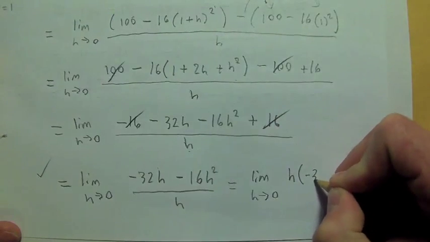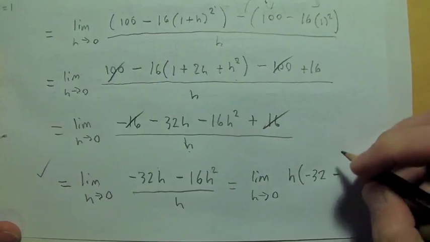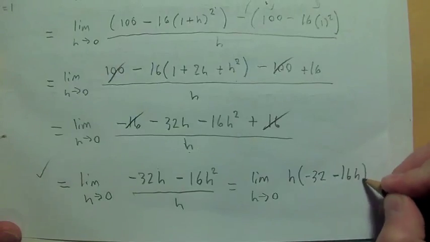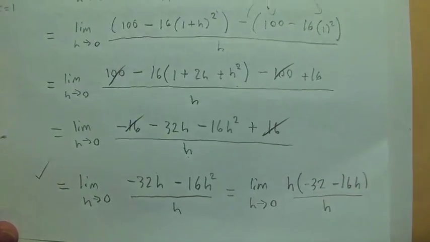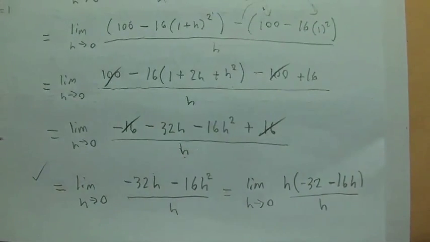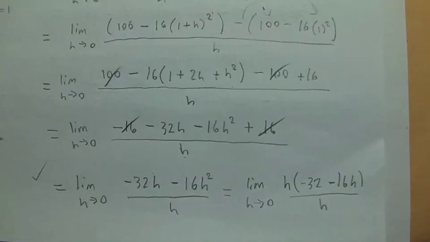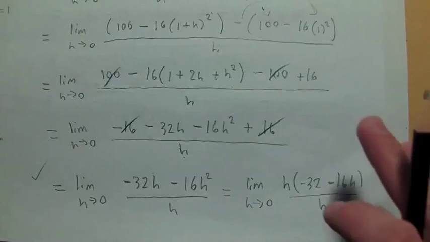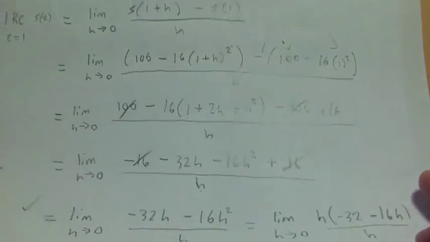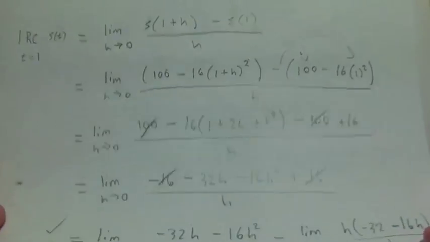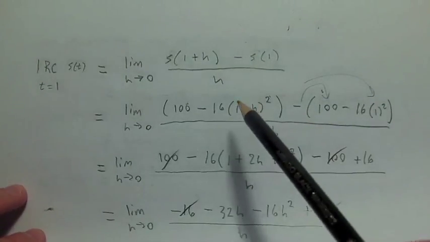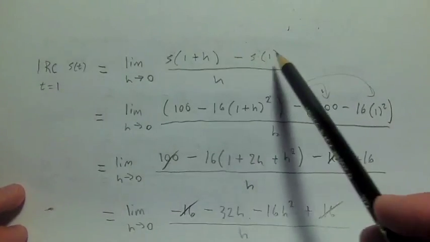Now a lot of people already know how to cancel the h's, but I always recommend, if you're unsure, just factor. If you can factor the top, you can cancel the h's. Okay, and I guess I should mention that the reason we're doing this in the first place is because you can't just plug in 0.